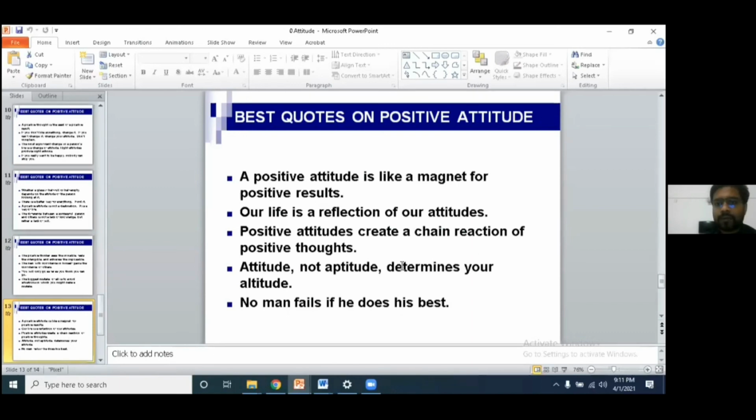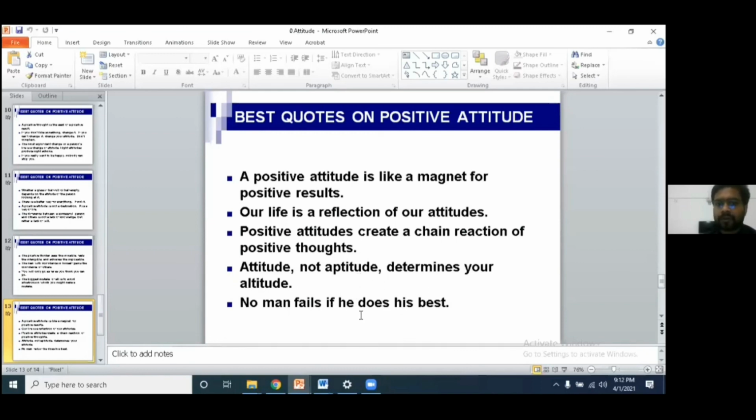Or if you talk with someone wearing a shirt, a coat, formal pants and formal shoes, then the reflection says something different, that you have some quality to talk with high level persons. A positive attitude creates a chain reaction of positive thoughts. Attitude, not aptitude, determines your altitude.